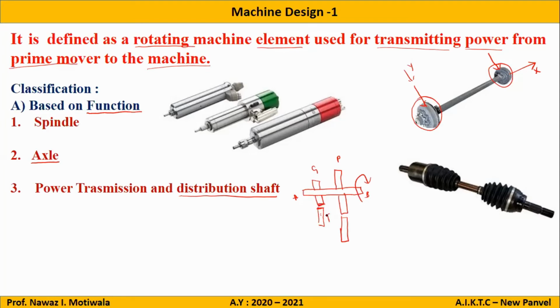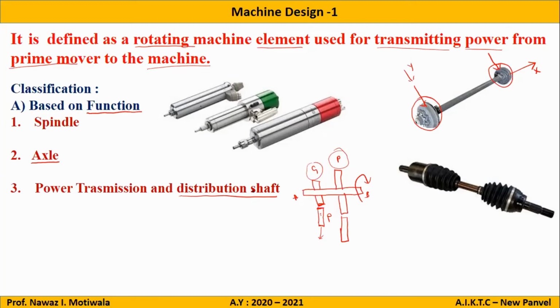This gear, or you can say this pinion, is connected to this gear. Now, because it is connected, this will also move. And because this pinion will move, it will drive the further machine element. So the power will get distributed. The total power will be distributed among the gear and the pulley. So this type of shaft is known as a power transmission and distribution shaft, where power is transmitted to various other parts.